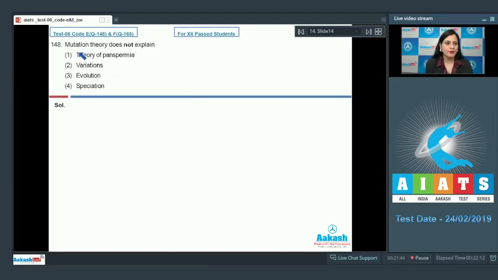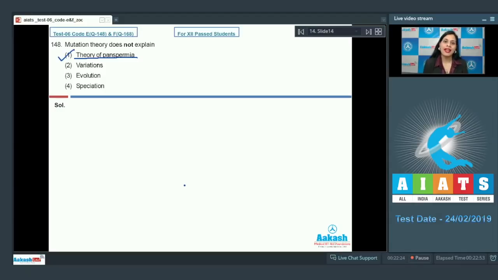Question number 148. Mutation theory does not explain, and the options are theory of panspermia, variations, evolution, and speciation. And the correct answer to this question is option number 1, theory of panspermia. Theory of panspermia is a debatable theory but largely supported by astronomers.